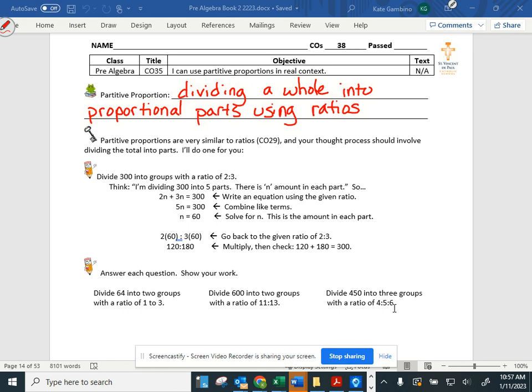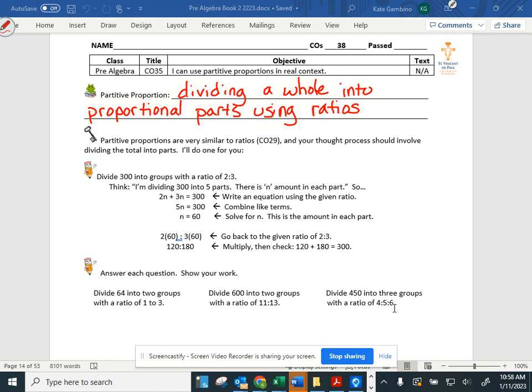So we're taking the whole amount and we're dividing it into our proportions, dividing it into the parts. It is partitive because we're dividing it into those proportional parts. Okay, so we just took the confusing word of partitive, said, oh, the key word here is parts. So we're taking the whole, the total amount altogether, and we're dividing it into those parts of the ratio. So partitive proportions are very similar to ratios, and your thought process should involve dividing the total into parts.